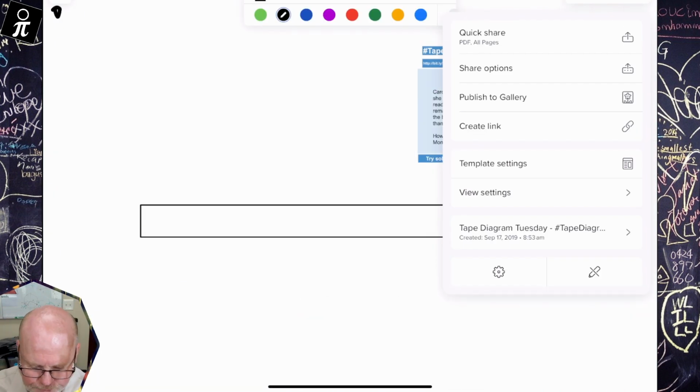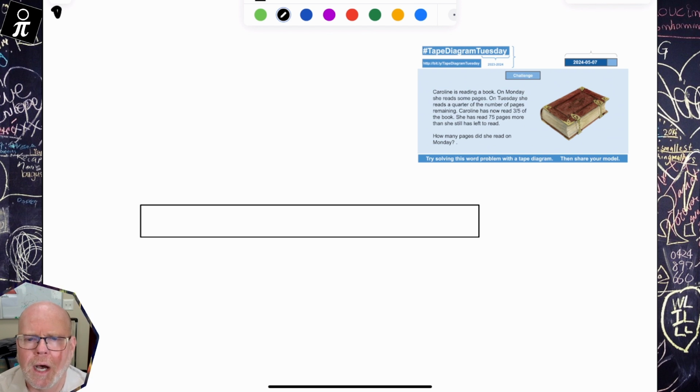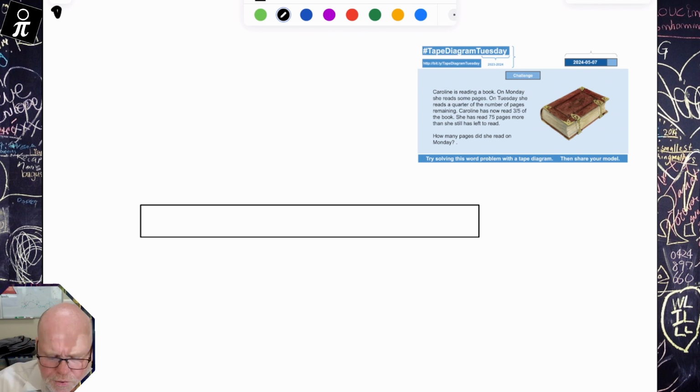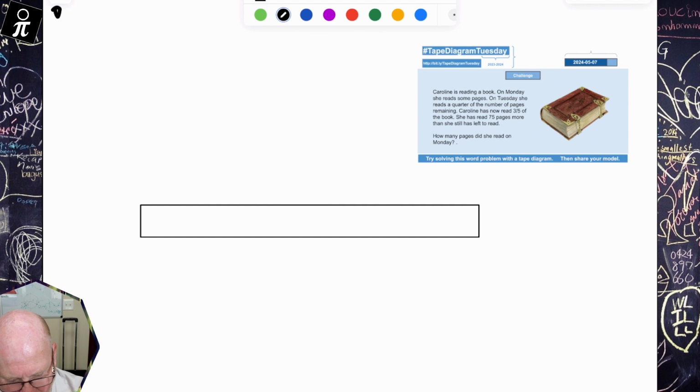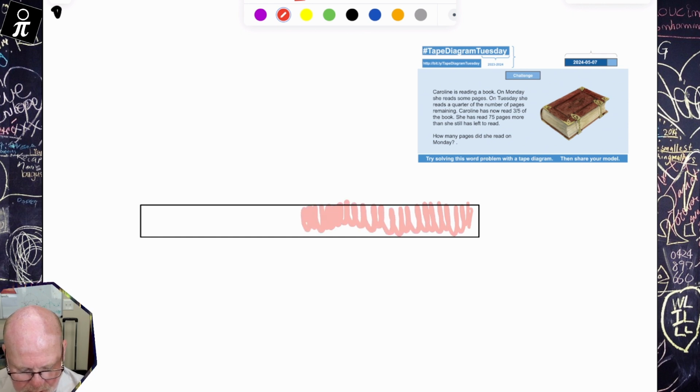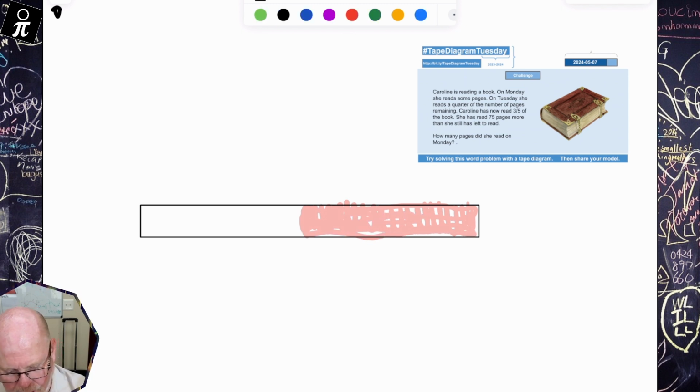All right, so on Monday, she reads some pages. On Tuesday, she reads a quarter of what's left, and that equals 3/5. So let's do it in red. On Monday, she reads a bunch of pages, and let's just say this is how much she reads right there. So I'll label that Monday.